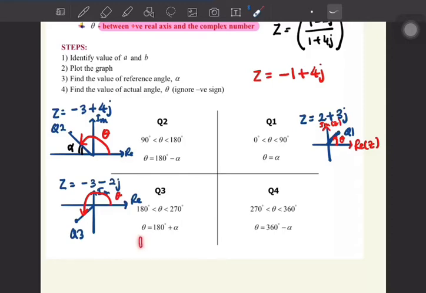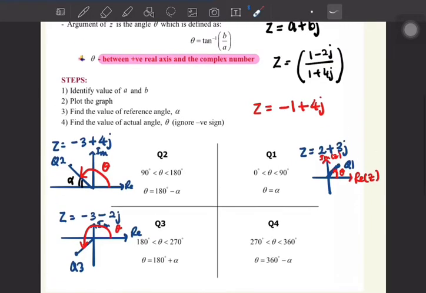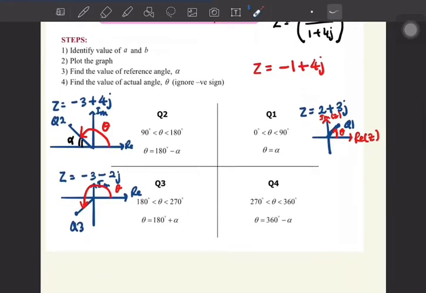So what are you going to do to find the actual angle? 180 plus the reference angle. So what is your reference angle? By using this one, you will get your reference angle. Your reference angle is here. So to get the actual angle theta, this one here will give you 180 plus theta here.